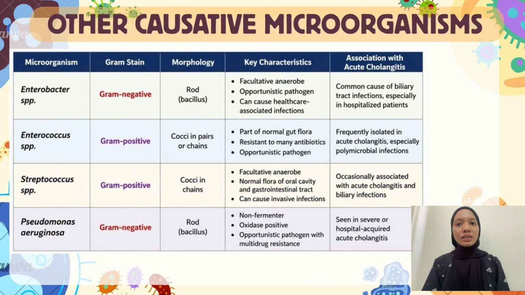Okay, so besides E. coli and Klebsiella pneumoniae, several other microorganisms also can cause acute cholangitis. These include Enterococcus species, Streptococcus, Enterobacter, and also Pseudomonas aeruginosa. These organisms are often part of the normal gastrointestinal flora, but also become pathogenic when biliary obstruction and bile stasis occur. As in this table, there are a few details about it, which you guys can read later.